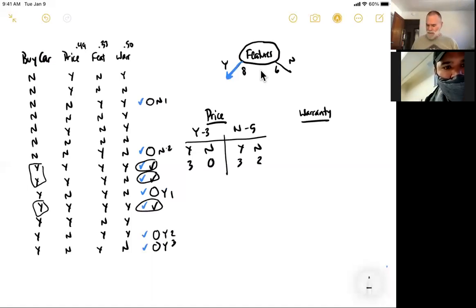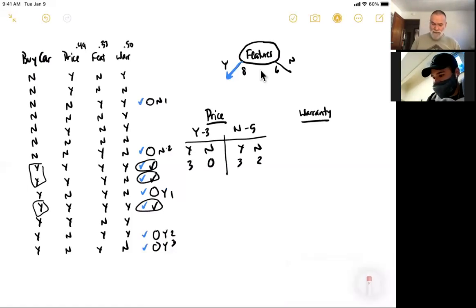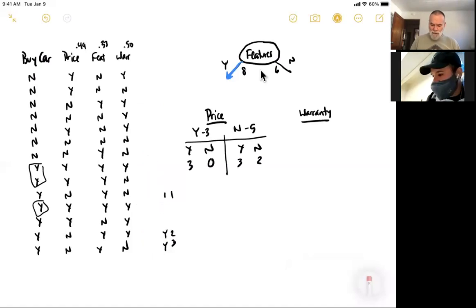All right, so those are our tallies, just the raw tallies. And since we're here, let's go ahead and do the same procedure for the warranty side.